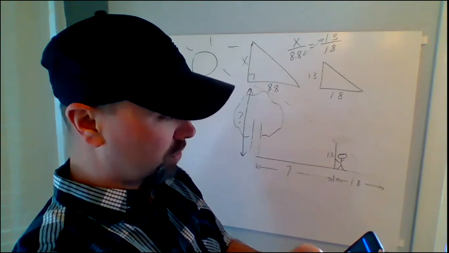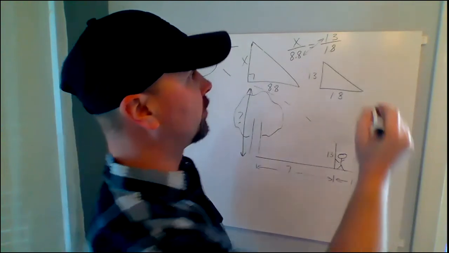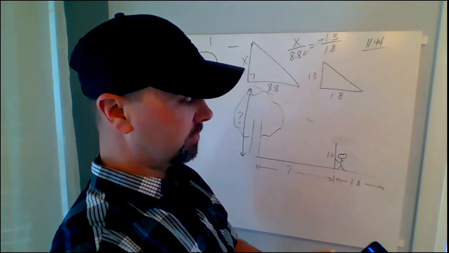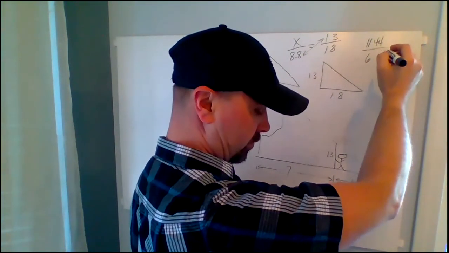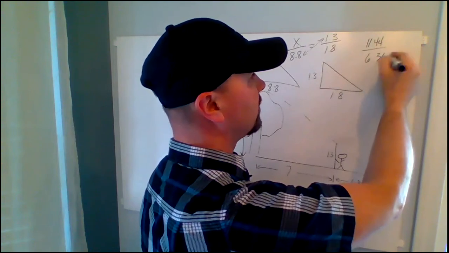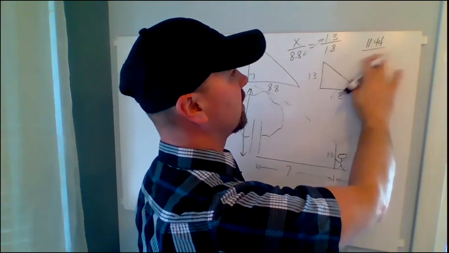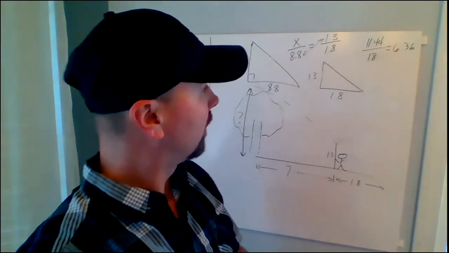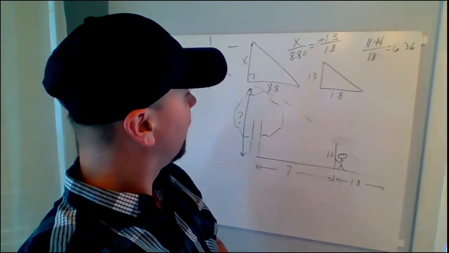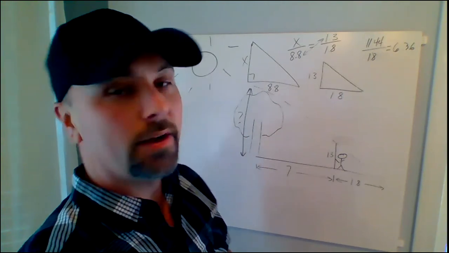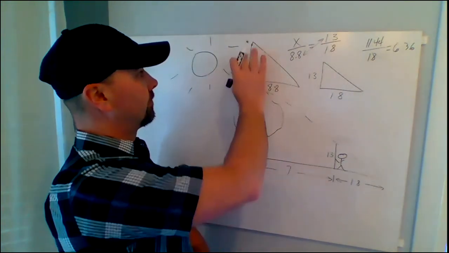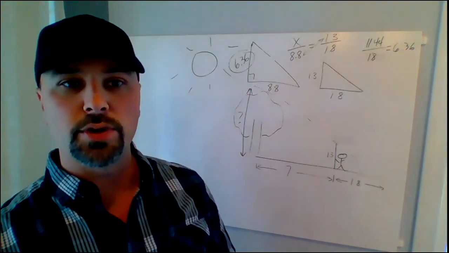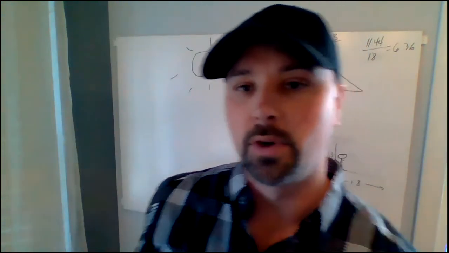8.8 times 1.3 is 11.44, divided by 1.8, 6.3555, so we'll call it 6.36. Okay? So the tree is 6.36 meters tall. Hopefully that makes sense.